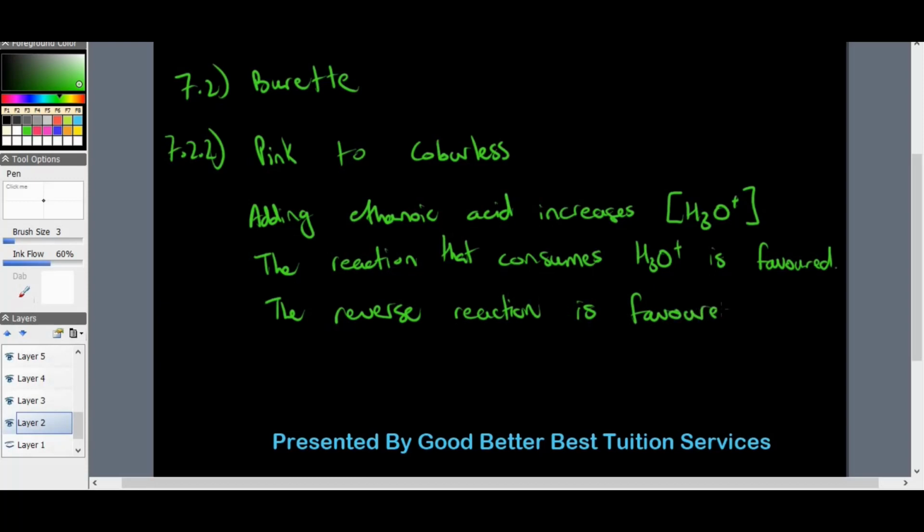Another way we can say our final point there is to say that either the reverse reaction is favored, or we can say the equilibrium position would shift to the left. It would also be a good considerable answer to put there instead of the reverse reaction is favored.